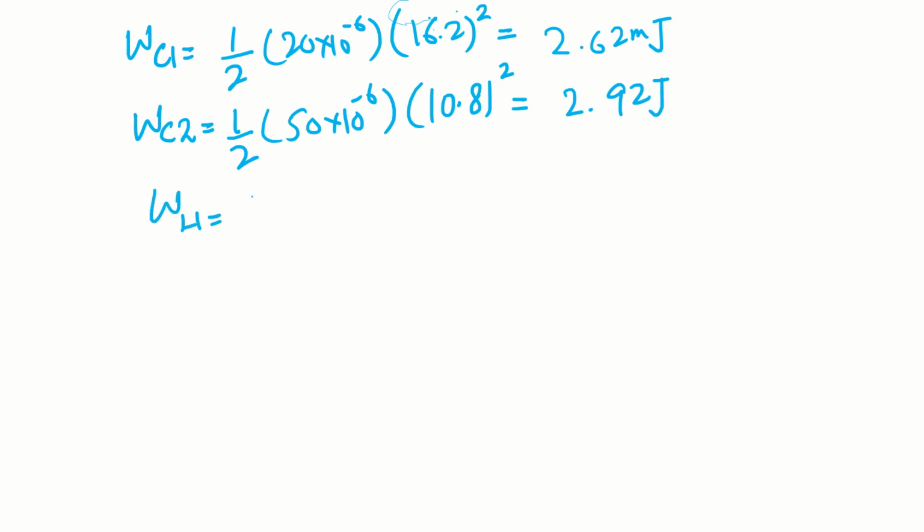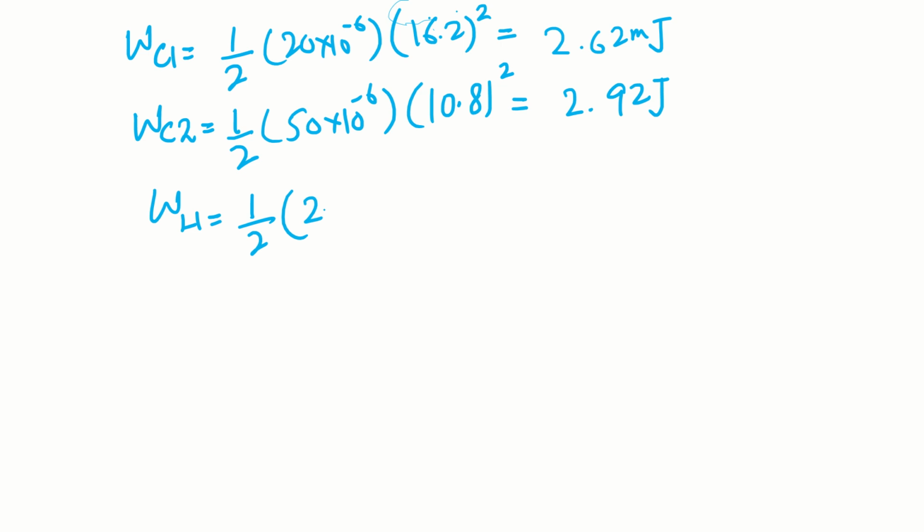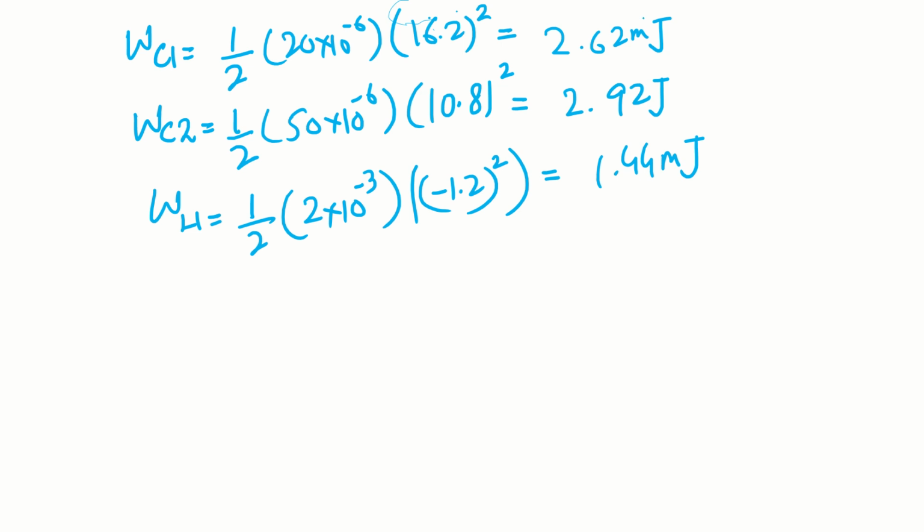Energy for inductor 1, half of L. What is the inductor value? 2 millihenry. What is the current flowing through this one? IL1. What is the value of IL1? -1.2. So 2 millihenry times 1.2 squared. If you simplify this one, it will give me 1.44 millijoule. So this is also a millijoule.